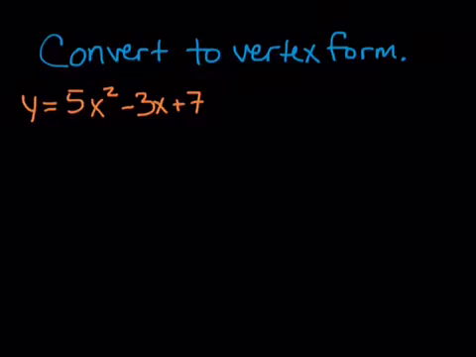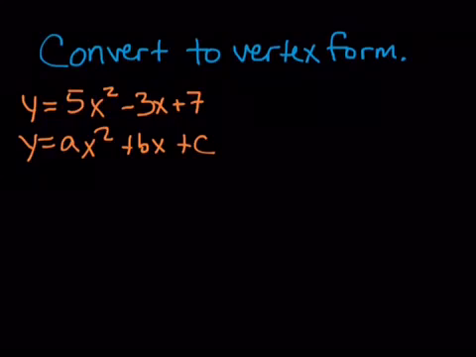Convert the following equation to vertex form. So let's take a look at the equation that's given, and notice first of all that this is in standard form. So we have y equals ax squared plus bx plus c to begin with. All right, so a is 5, b is -3, and c is 7.